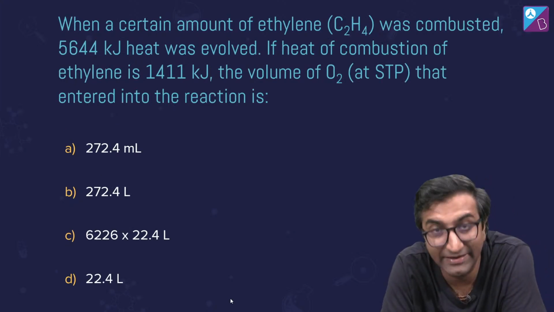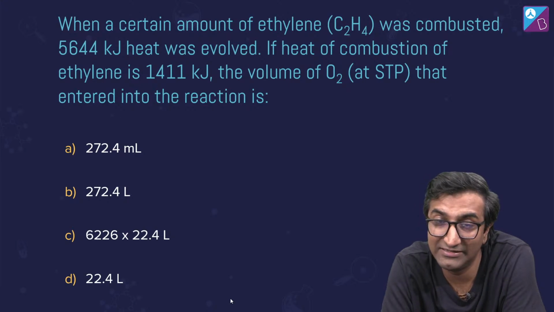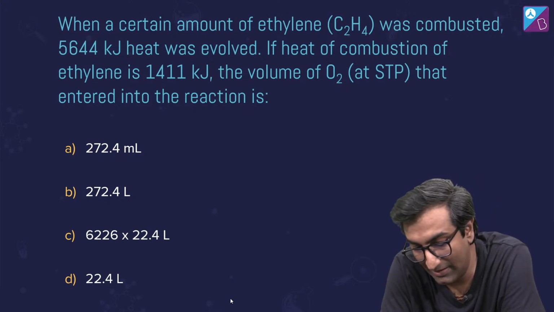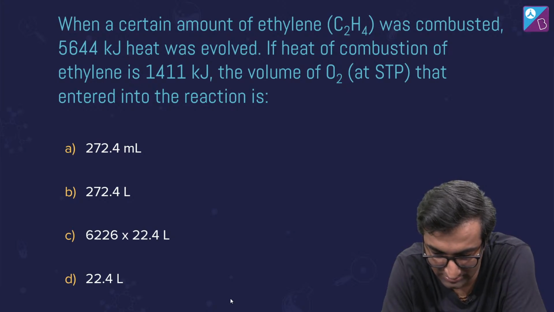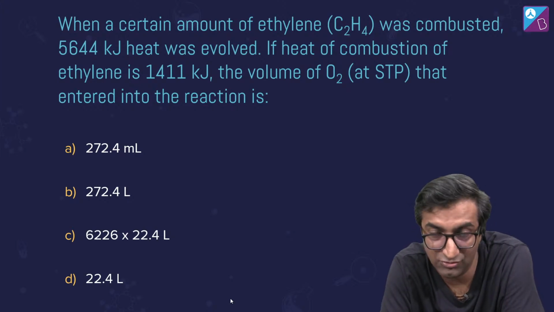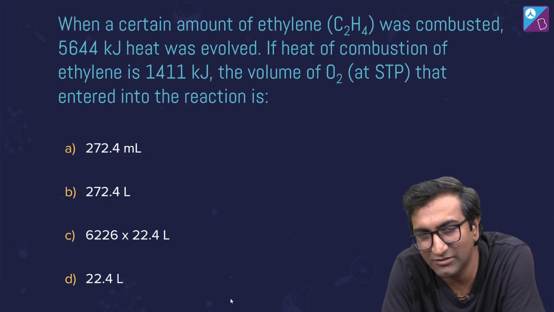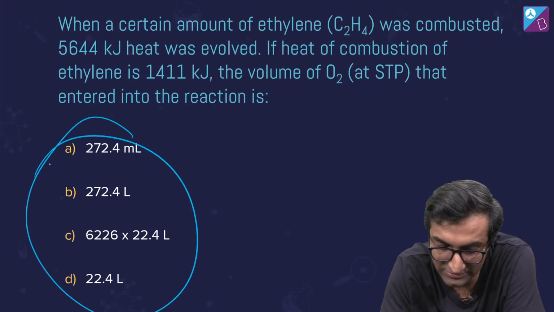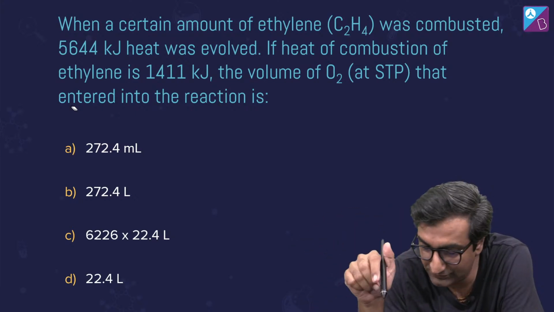When a certain amount of ethylene, CnH2n, this is a double bond creature, was combusted, बहुत ज्यादा हीट निकलती है और हीट ऑफ कंबस्शन ऑफ एथिलीन दिया हुआ है आपको. कितना O2 निकल रहा है इस रिएक्शन में? अच्छा, कितना O2 डाला गया? How much O2 was supplied? Now this is very possible to come as a JEE main question with a numerical entry. अगर ये नीट में आया तो it could come with options like this, but if I were to set the paper, I would put a question like this in JEE main with a numerical entry, would not give you options.